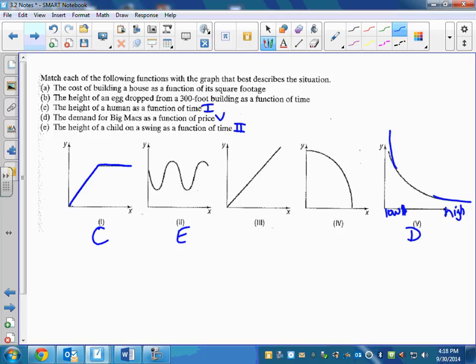The cost of building a house as a function of its square footage. As the square footage goes up, the cost is going to go up. So that has to be 3, right? Which means the height of a dropped egg from a 300-foot building as a function of time. The height's definitely going down. I don't know, why is it curved like that? But I think that has to be the answer. Wish I was here so we could discuss this, like I said, but let's see. I'm checking my answers here because I'm doubting myself.